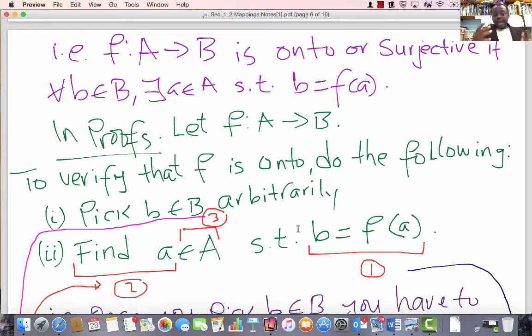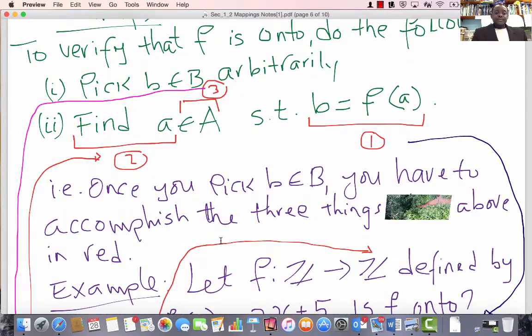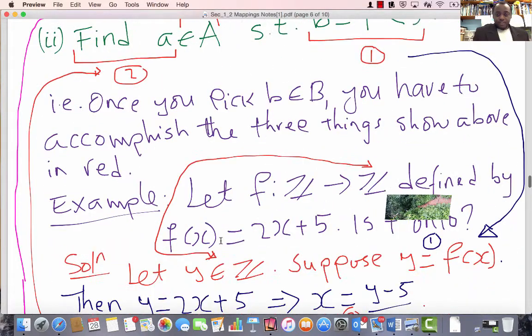Now, the order that I use personally is b equals f of a, find a, and verify that the a I just found is actually from the domain. Once you pick an element b in B, you have to accomplish the three things that we have just mentioned above. And let us use an example to demonstrate this concept.